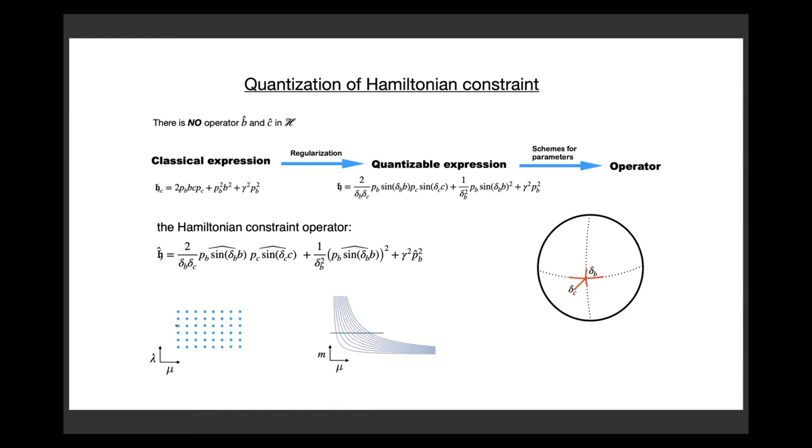So for instance, this mu naught scheme, where one chooses delta B and delta C as constants, and also this modified scheme, where one chooses delta B and delta C as functions of this directly observable. So these two schemes can be discussed by our analysis.